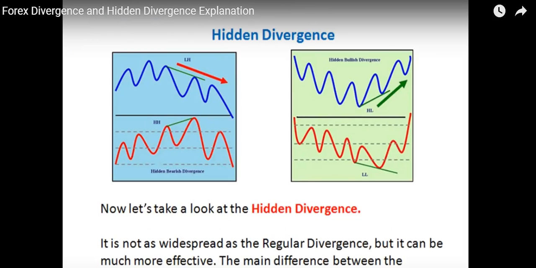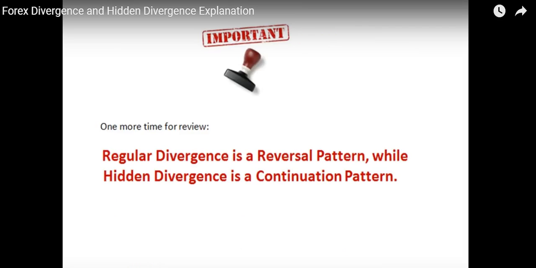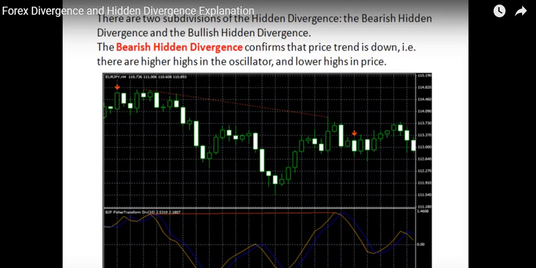So, let's take a look at the hidden divergence. It's not as widespread as the regular divergence, but it can be much more effective. The main difference between the regular divergence and the hidden divergence is that the latter is in a continuation pattern. One more time for review. Regular divergence is a reversal pattern, while hidden divergence is a continuation pattern.